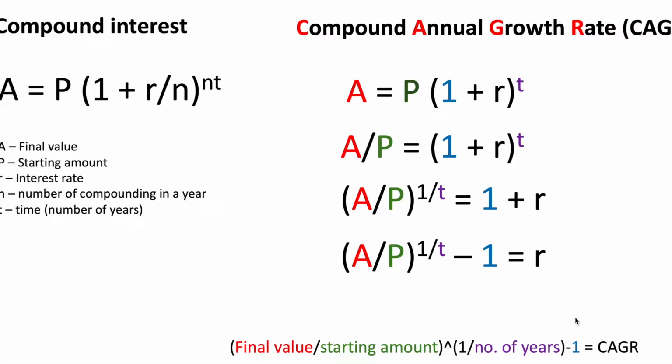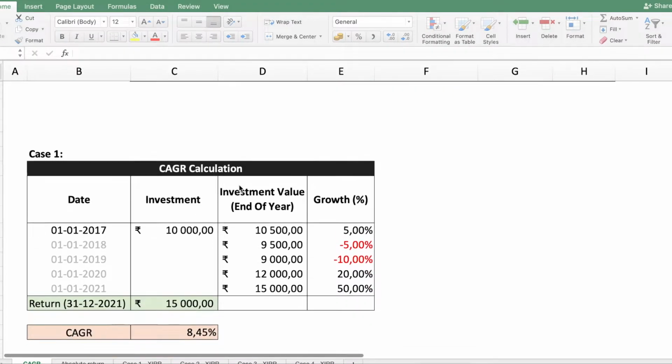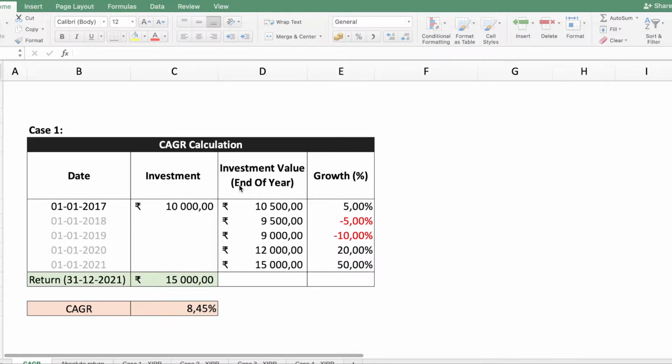So let's move to the CAGR calculations. I have given an example here to understand it, and it will be very easy for you to understand. I have given the case number 1.